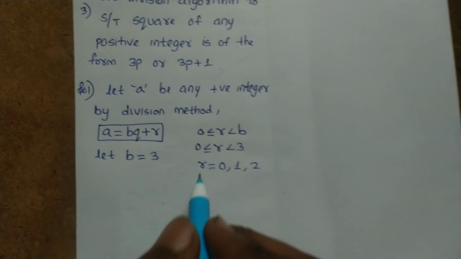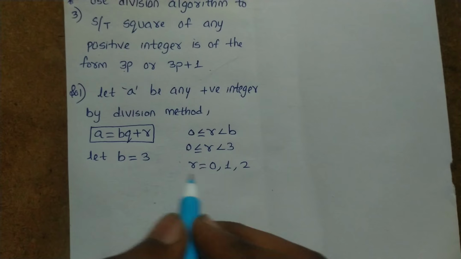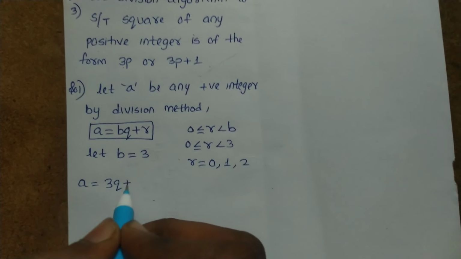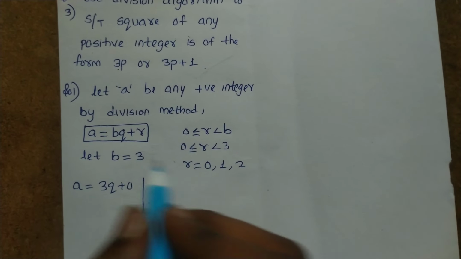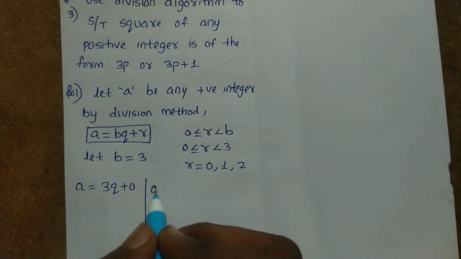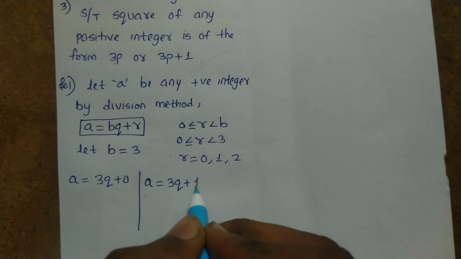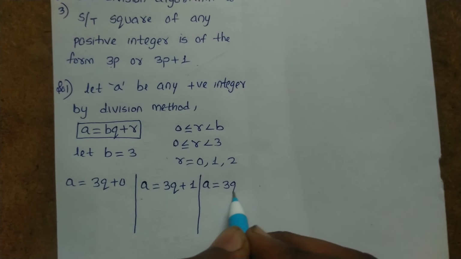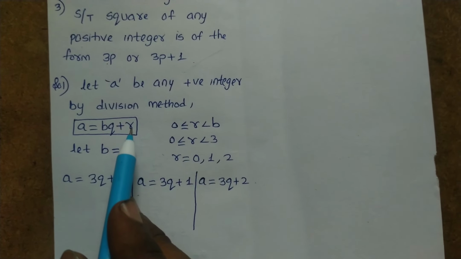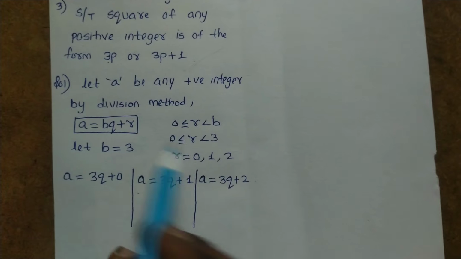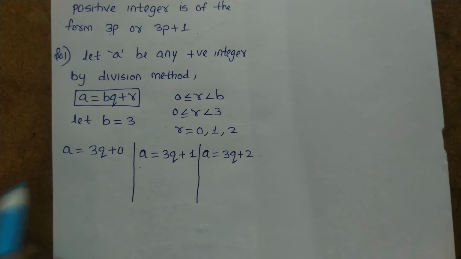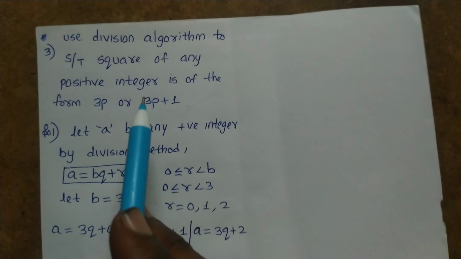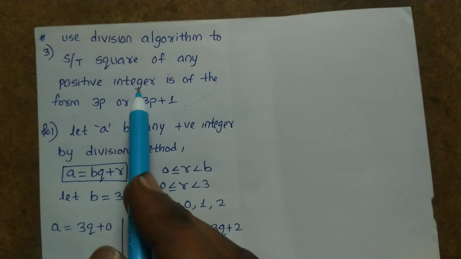First, put r equal to 0 with b equal to 3. What happens? a is equal to 3q plus 0. That is the first equation. For the second equation, put b equal to 3, r equal to 1, so a is equal to 3q plus 1. Similarly, the third equation is a equal to 3q plus 2. Instead of r, I am taking 0 one time, 1 one time, 2 one time. So we are getting 3 different equations. But this is not the final conclusion they are asking for. They are asking us to do the square of any positive integer.